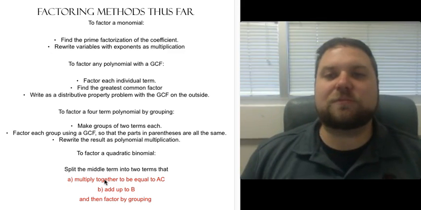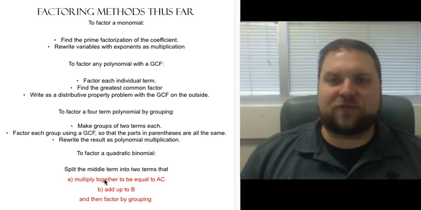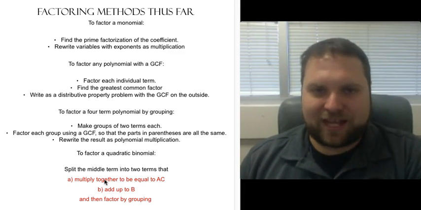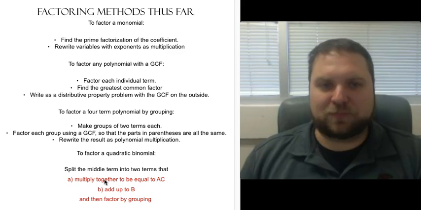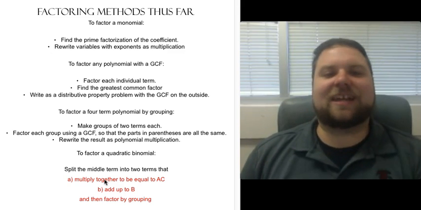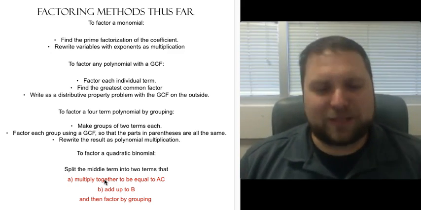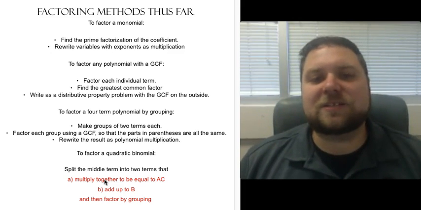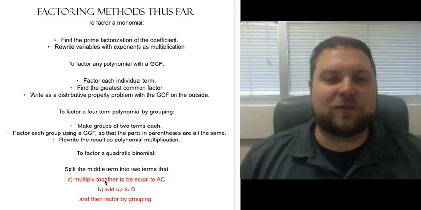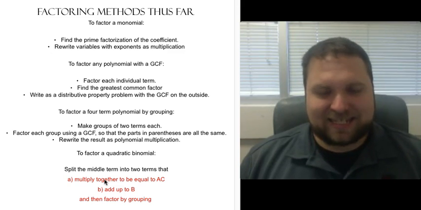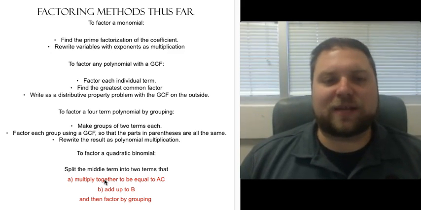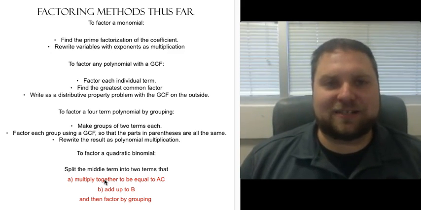If you got a 4-term polynomial, group it. Take the first 2 terms, factor for a greatest common factor. Take the second 2, greatest common factor, rewrite it as polynomial multiplication. And then if you got a quadratic trinomial, I know this says binomial, it's supposed to say trinomial, split the middle term into two terms that will multiply together to be a times c, and add up to b, and then you factor by grouping. Turn it into a problem that you know how to do.